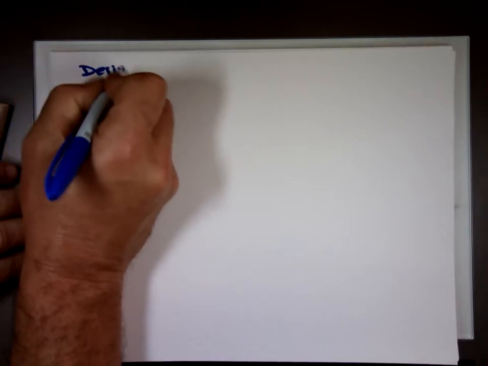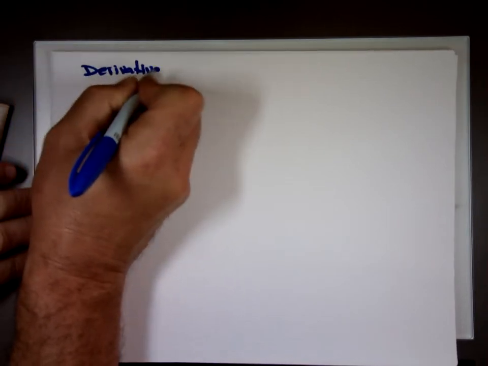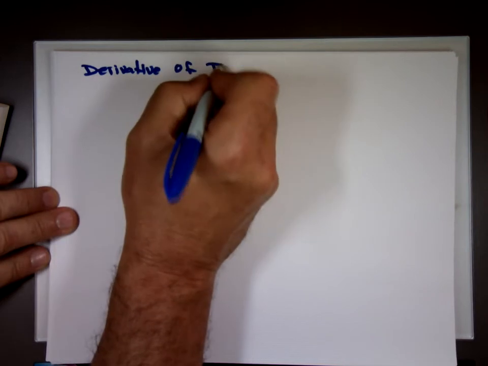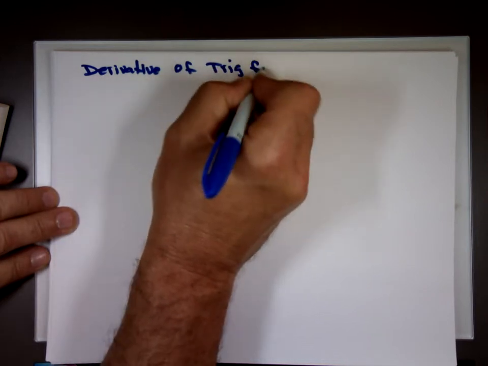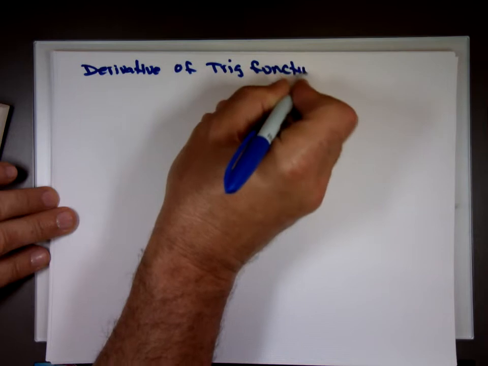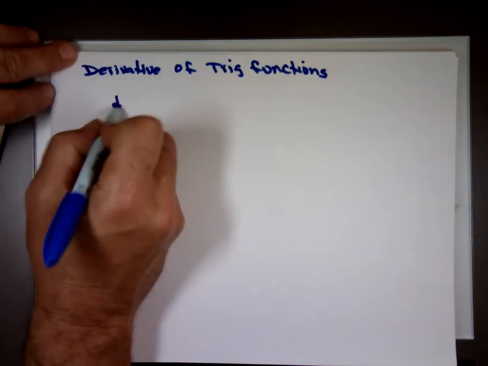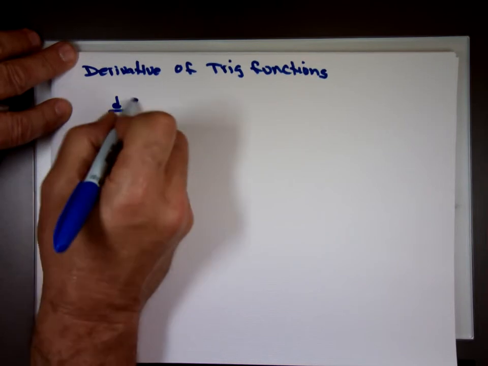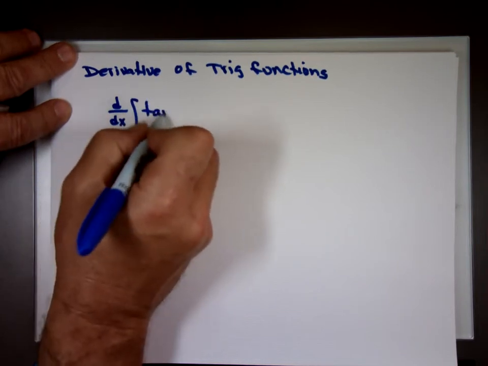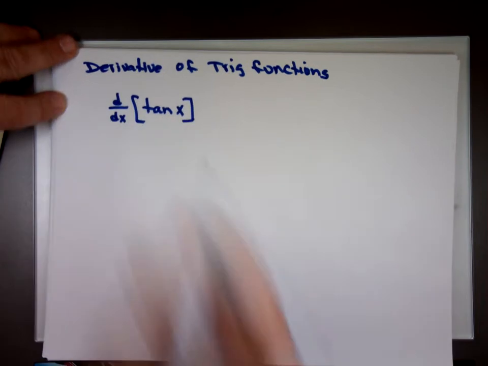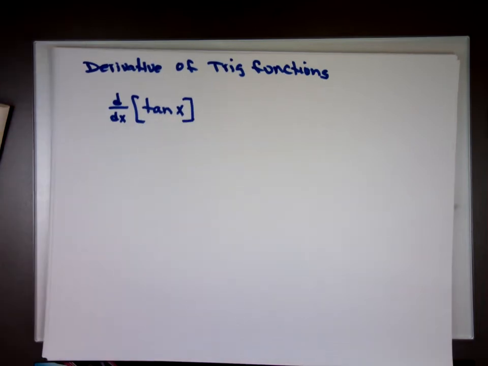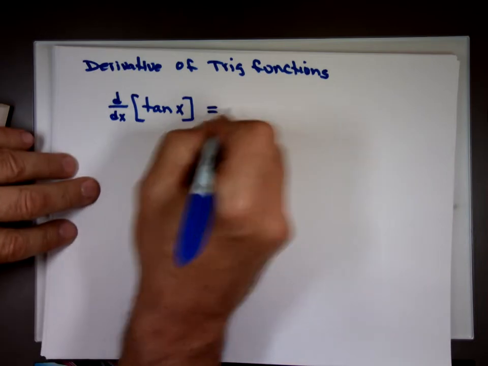Derivative of trig functions. Another thing to add to your list to memorize. What is the derivative? I'll derive one of them, of tangent x. So these things we have to memorize. Derivative of tangent is secant squared.